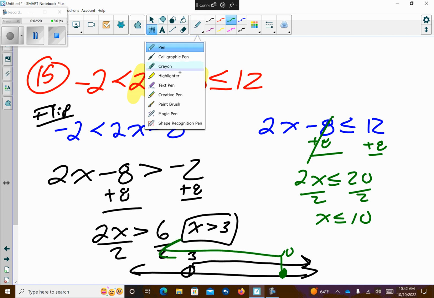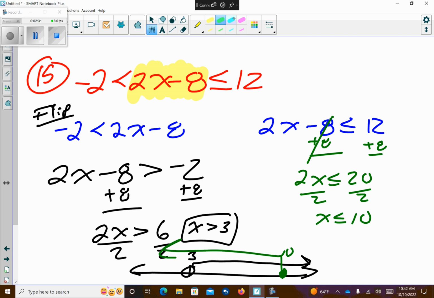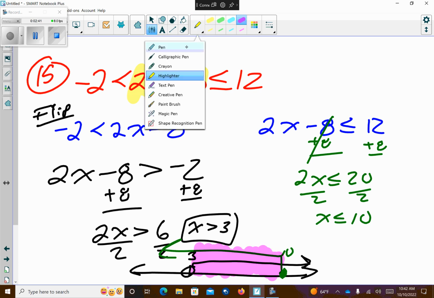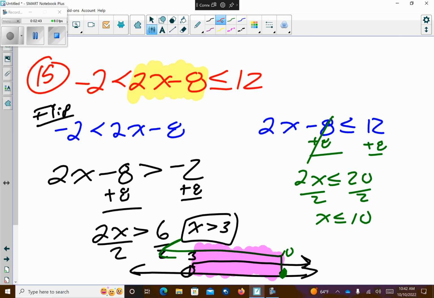What we have to realize, we said in the beginning, we're missing the word or. If we're missing the word or, that means it defaults to an and. And means I'm looking for an overlap. That pink region right there is our overlap. So this solution using overlap is soft bracket 3, hard bracket 10. And that's how it's done.